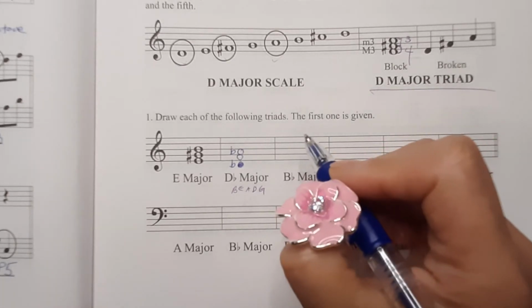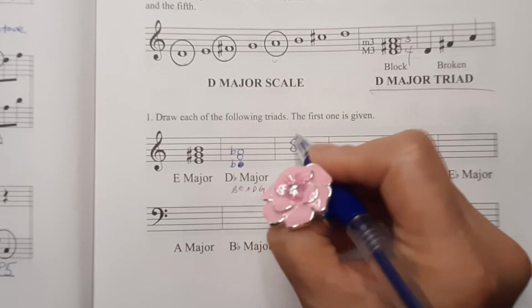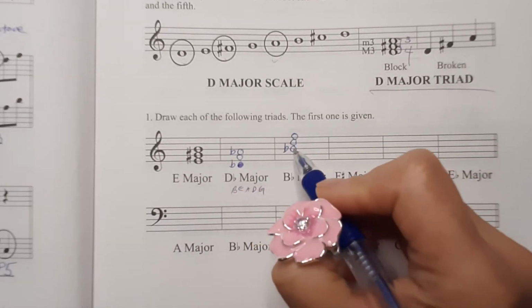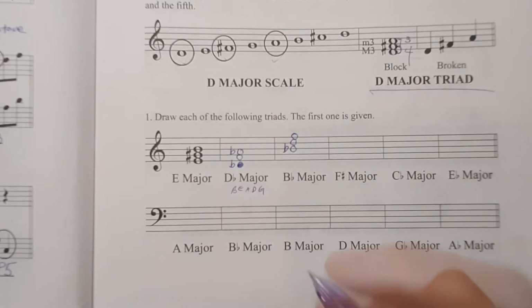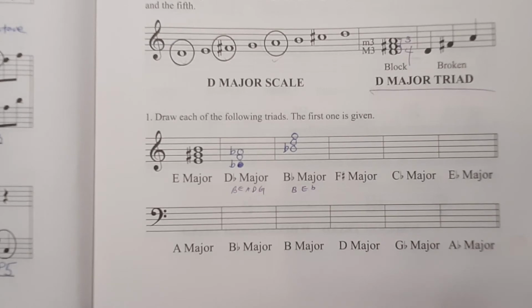Okay. Now B flat major. Draw B flat, D, and F first. And we're going to figure it out. Okay. In the key of B flat major, what do we have? Flats. B flat and E flat. Right? Do you need to flat F and D? No. So this is good.